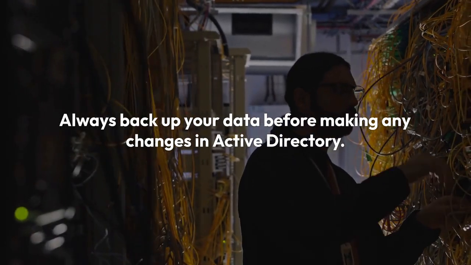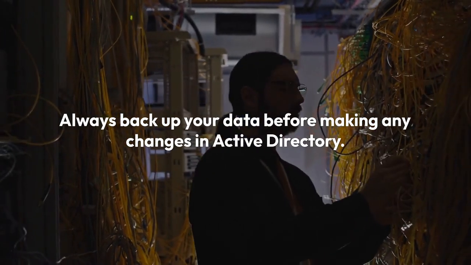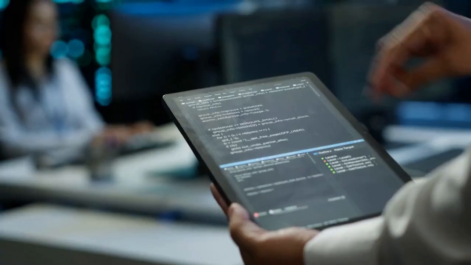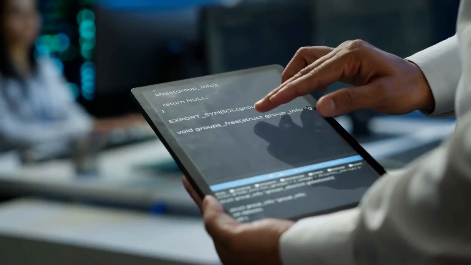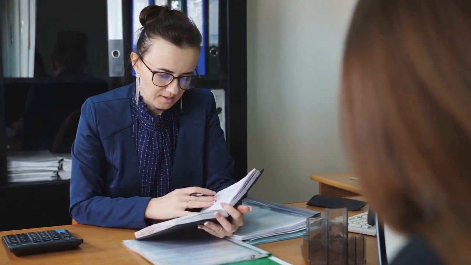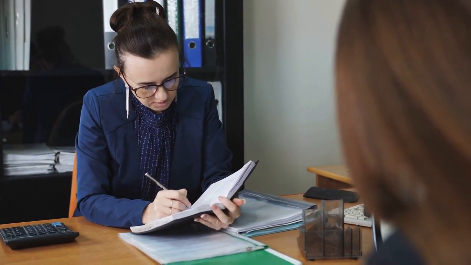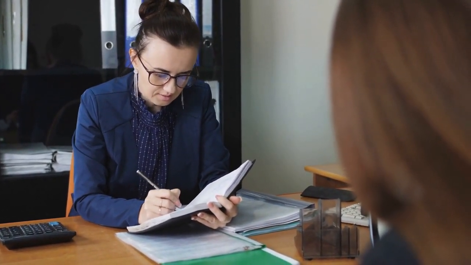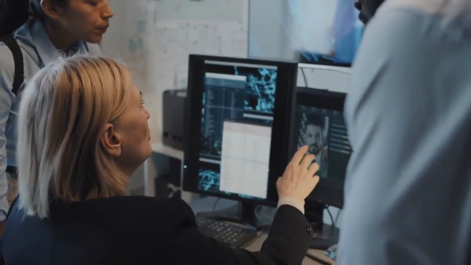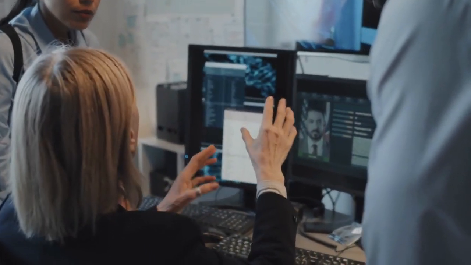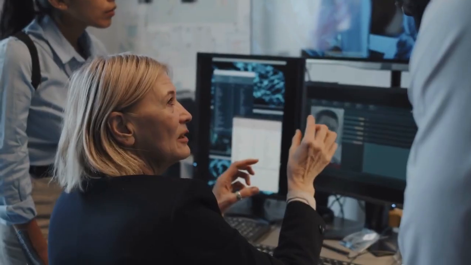Remember, before making any changes in Active Directory, always back up your data. A small mistake can have significant consequences for your entire network. Accessing and managing Active Directory requires appropriate permissions and understanding of the underlying concepts. Improper configuration can lead to serious network issues. If you're not comfortable working with Active Directory, seek assistance from someone who is experienced.